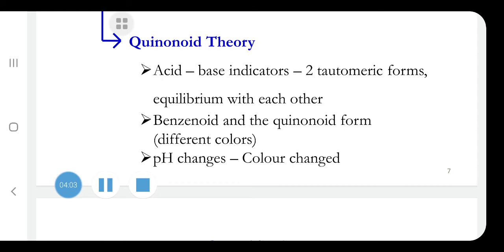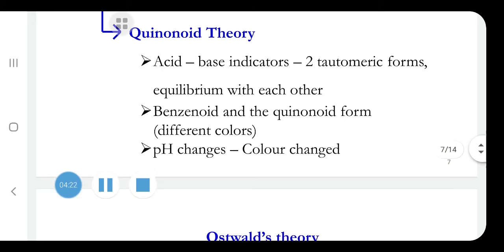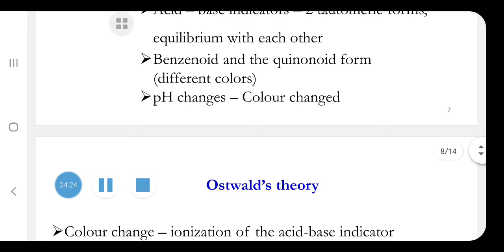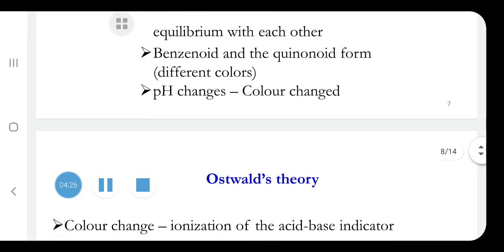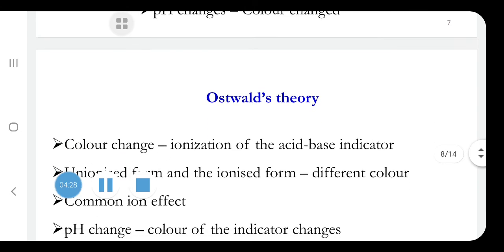According to this theory, the acid-base indicators are again weak organic acids and bases, and they have two tautomeric forms which are always in equilibrium with each other. The two forms are the benzenoid form and the quinoid form, and they have different colors because they exist in their unique pH ranges. So when there is a change in the pH, the color of the solution also changes.